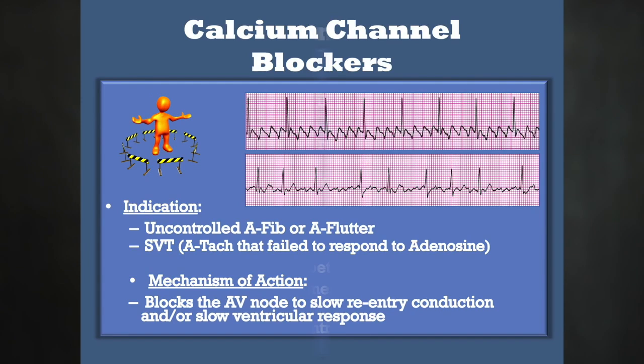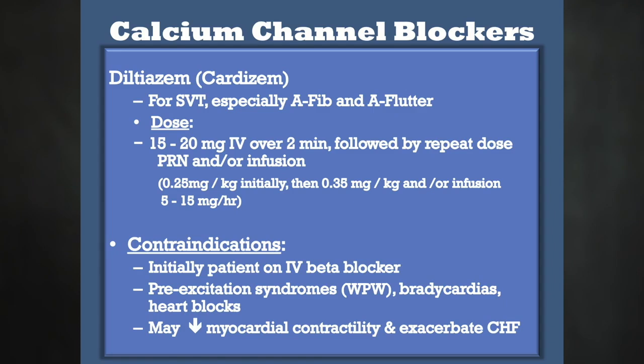So calcium channel blockers such as diltiazem, Cardizem, the book dose is 0.25 milligrams per kilogram, followed by 0.35 milligrams per kilogram. What you'll frequently find is an order for somewhere between 15 and 20 milligrams slowly until the rate gets under control, or the rate slows down under 100.